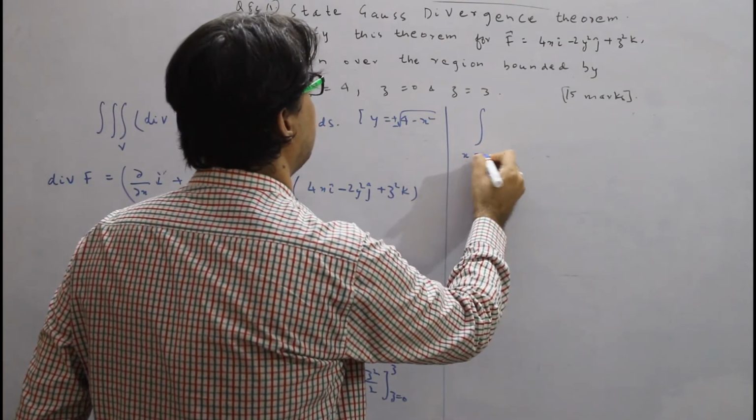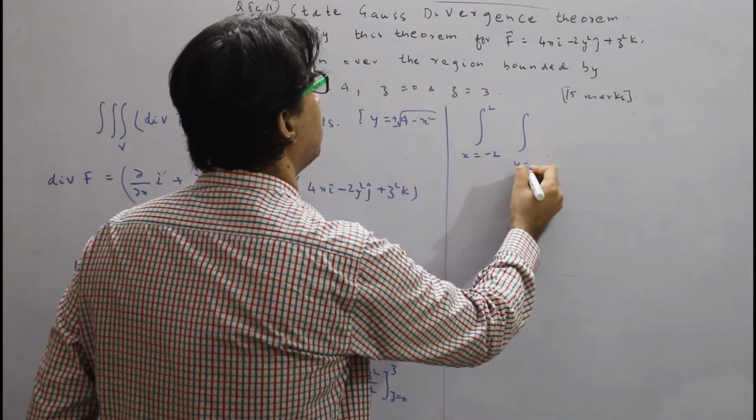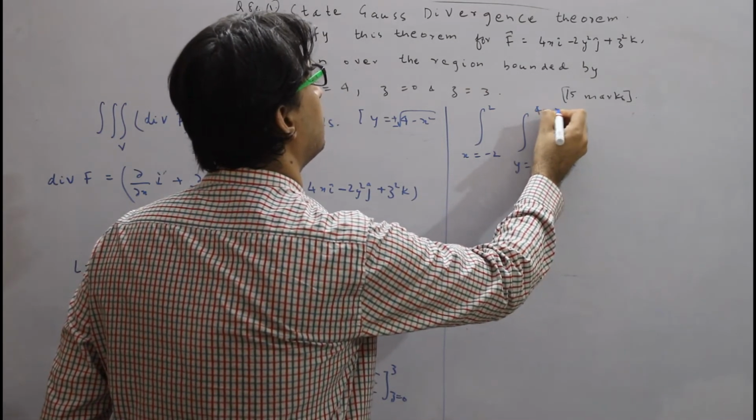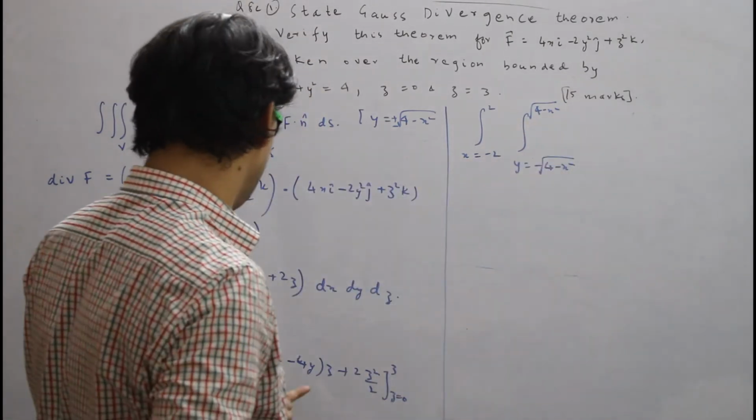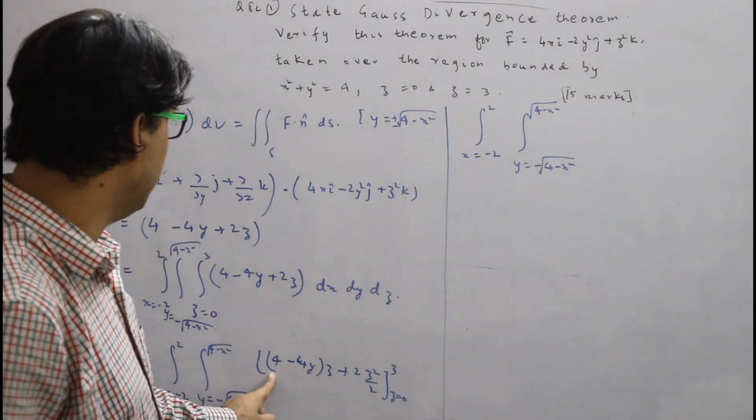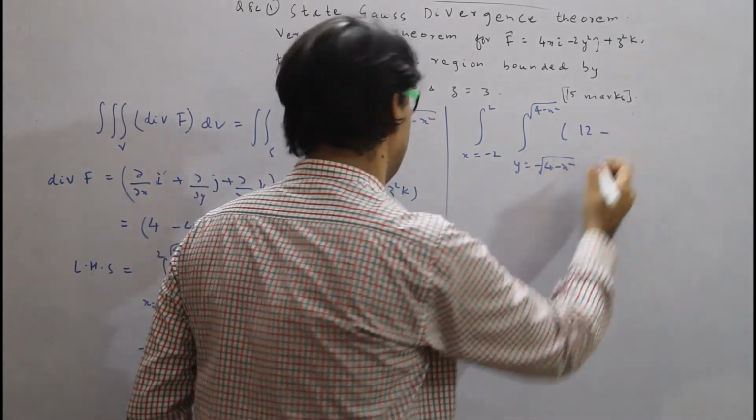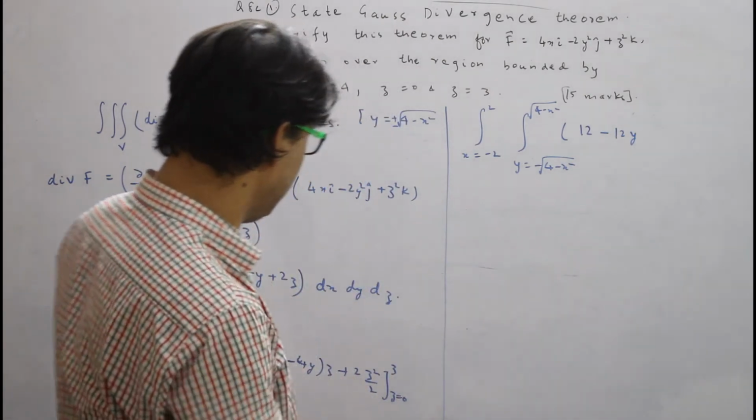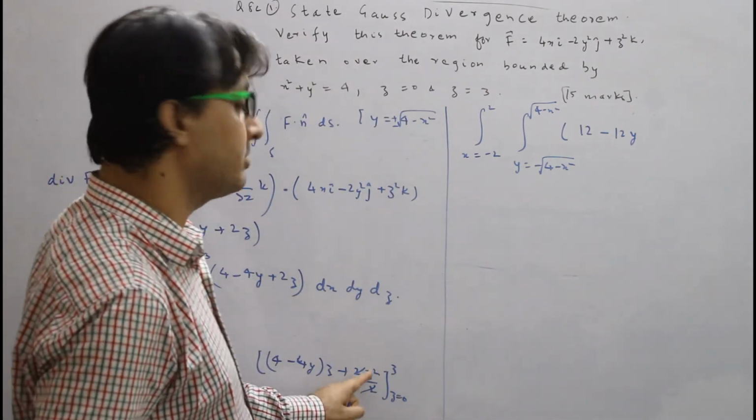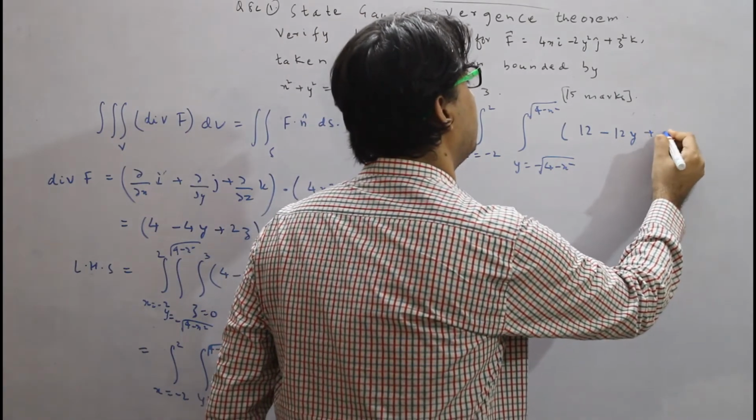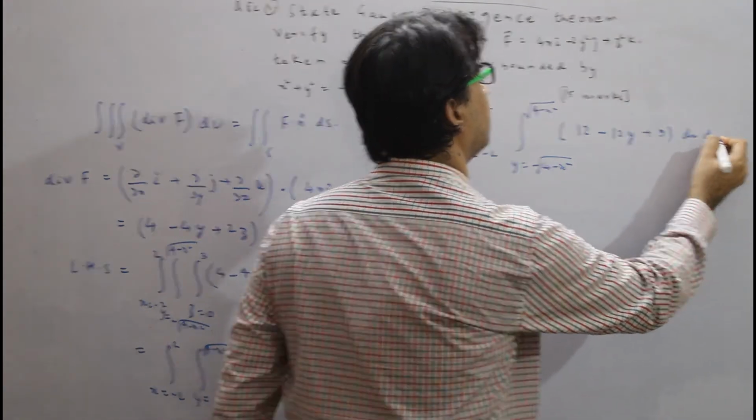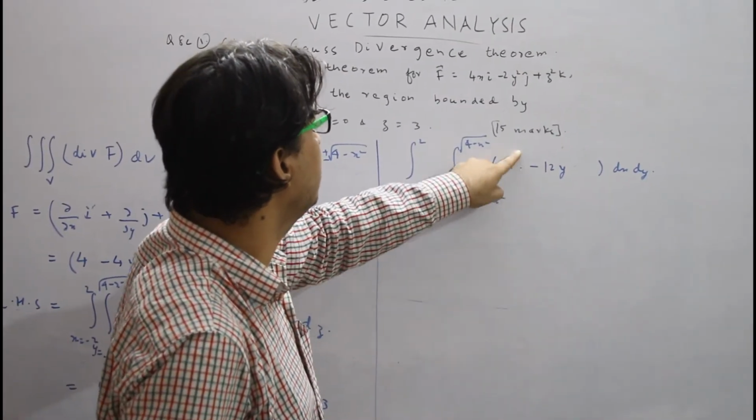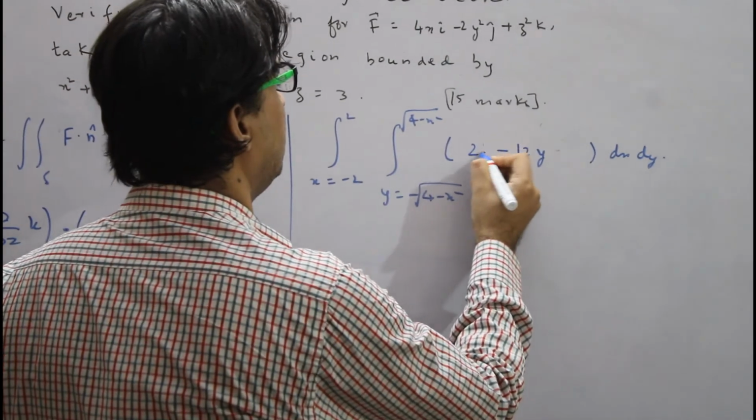We will get x from minus 2 to 2, y from minus square root of 4 minus x square to square root of 4 minus x square. Now this is how much? 3. So we can write this as 12, and again this is 12, so 12 minus 12y plus 2 get cancelled. Now 3 square becomes 9. So 12 plus 9 is our 21. So we can write it over here, 21.